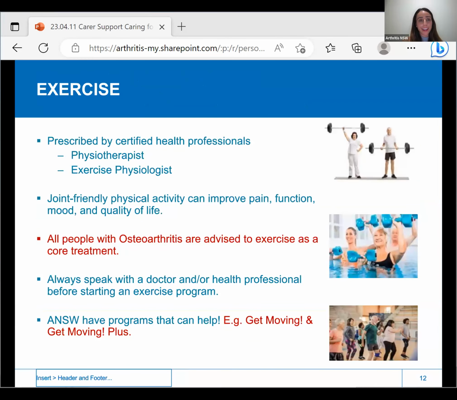So exercise, I'm sure you have all heard of it before, but there are extensive amount of benefits to exercising and staying active for arthritis. There are going to be some days that are easier to complete some exercises, but therapeutic exercises are often prescribed by a physio or an exercise physiologist, which are tailored specifically to the person living with arthritis needs and limitations.